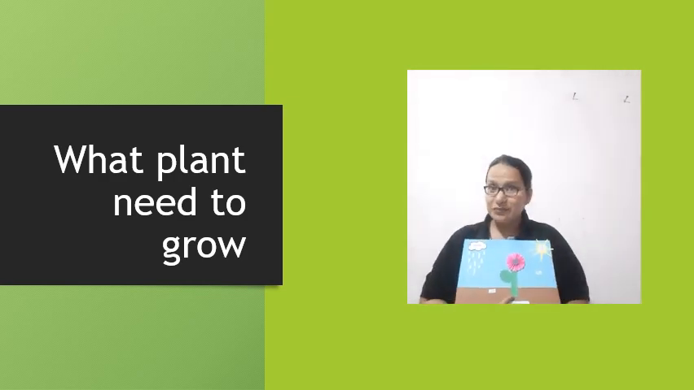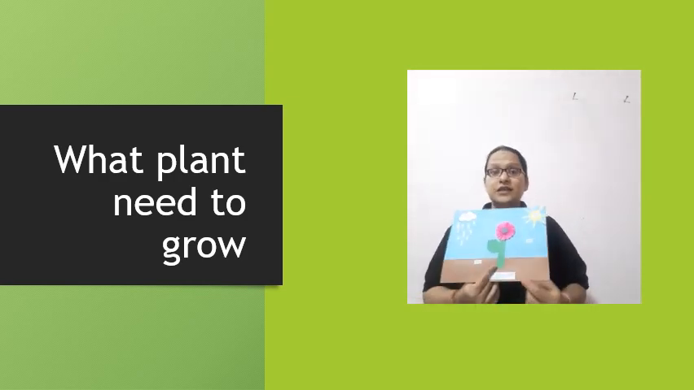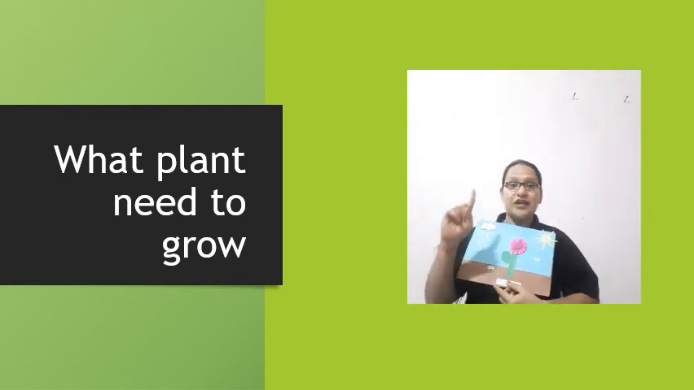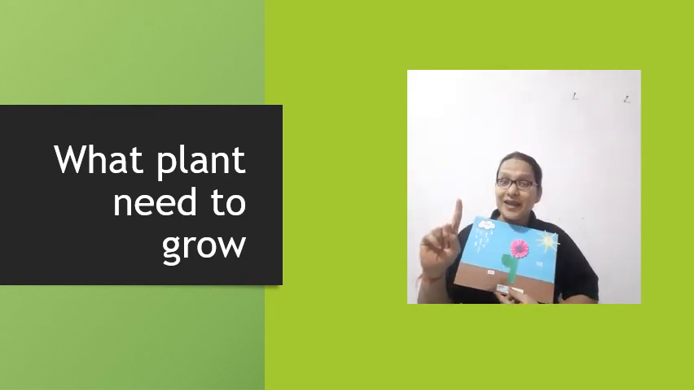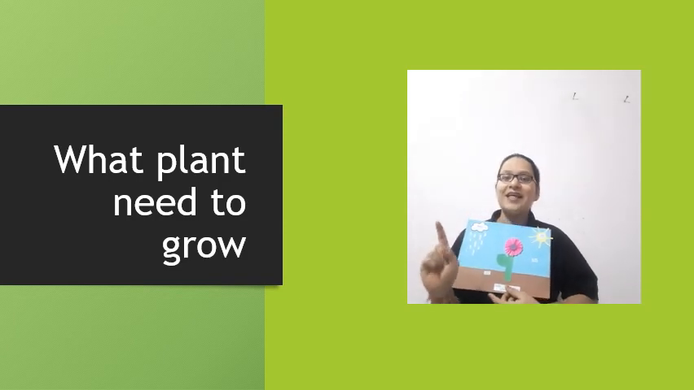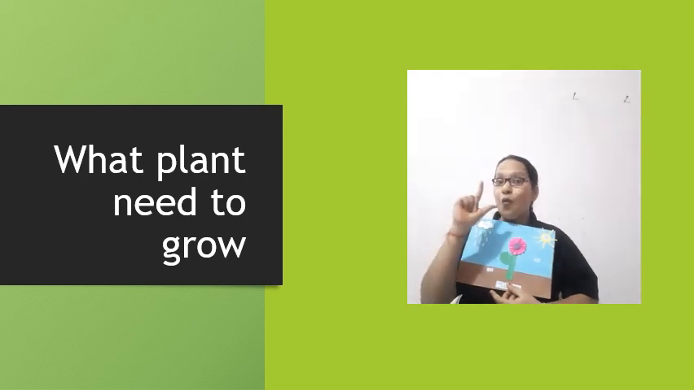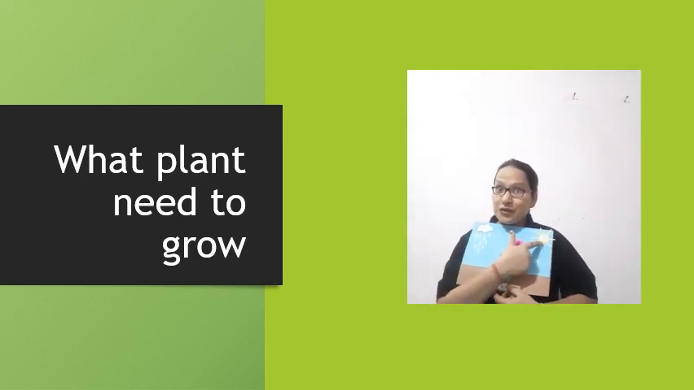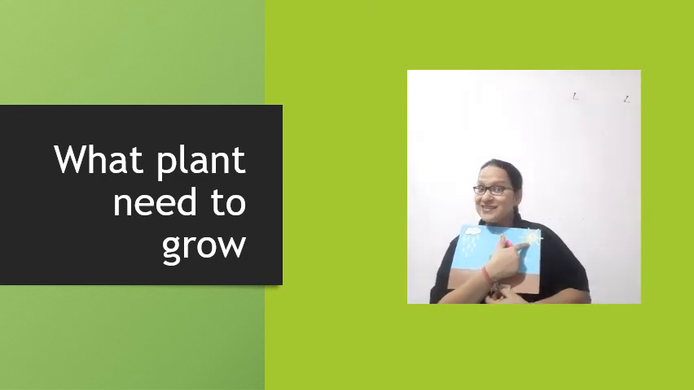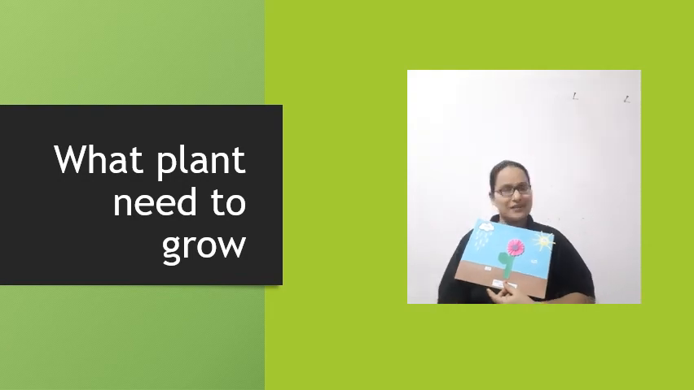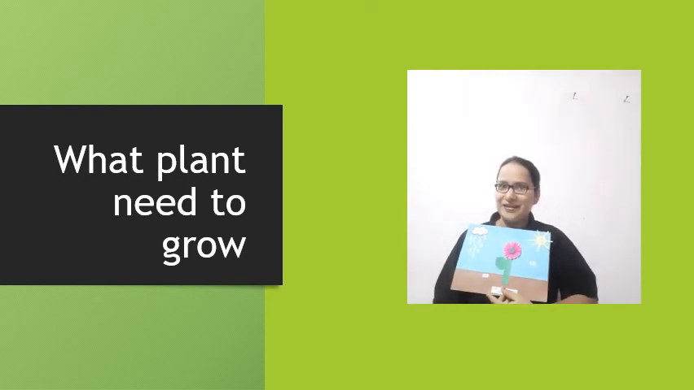So can you tell me what all things a seed needs to grow? Let's see. They need soil, fertile soil, and water, and sun. Yes, they need sunlight and they also need air.